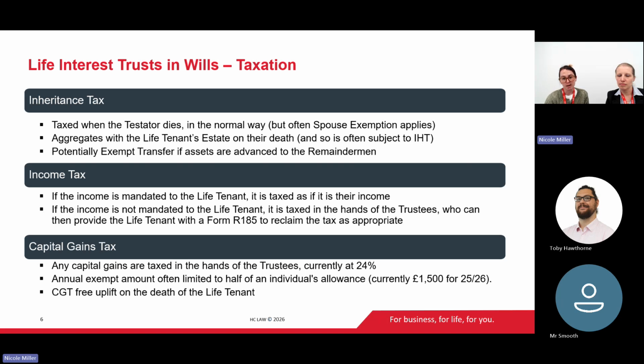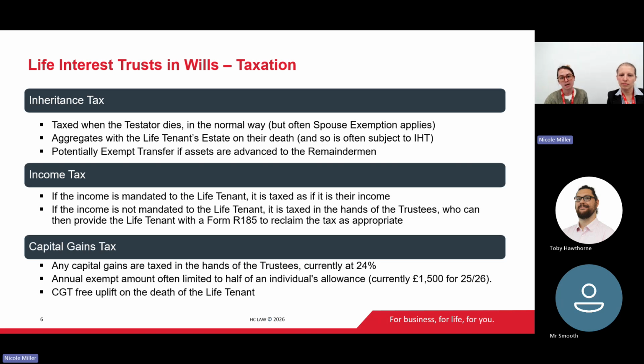But if the income is not mandated to the life tenant and it's taxed in the hands of the trustees, they can then provide the life tenant with what we call a Form R185, which is a form submitted to HMRC, and the life tenant might be able to reclaim the tax as appropriate. Depending on their own tax scenario, if they would not have paid income tax themselves, then they can claim that back.